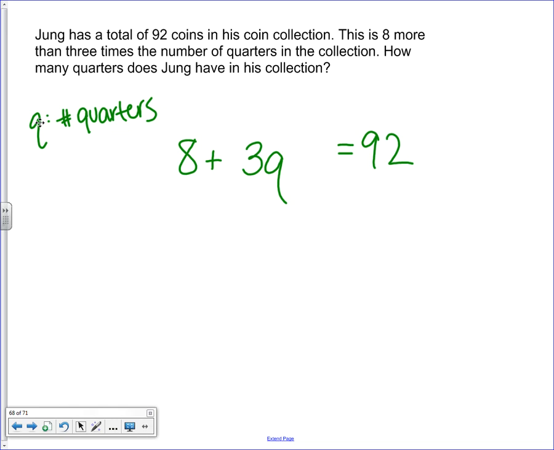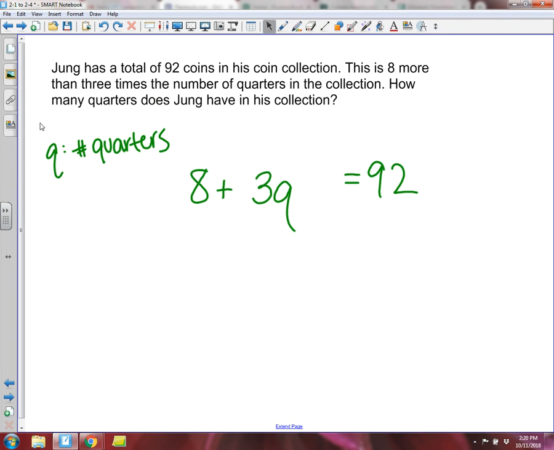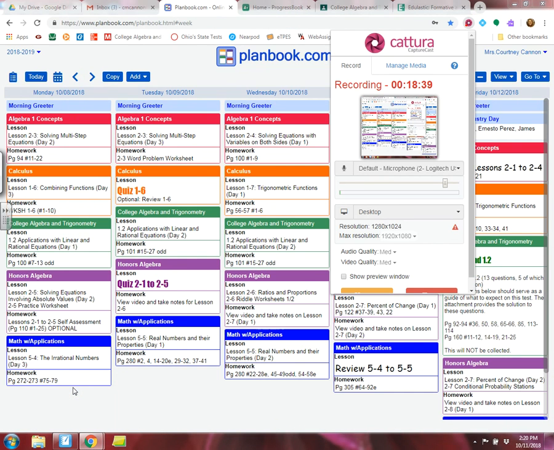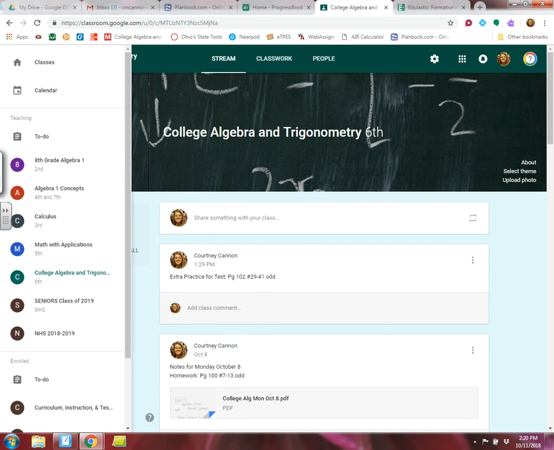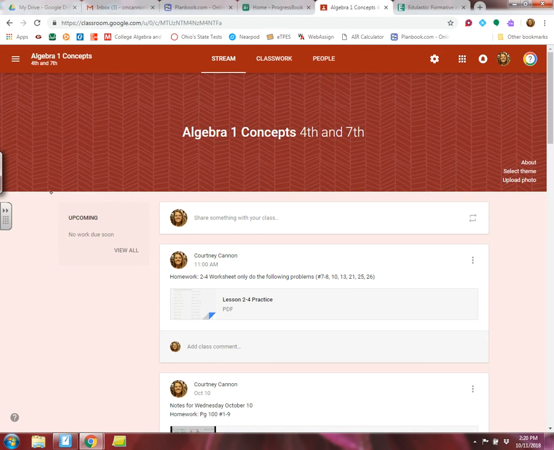Okay, so your homework tonight has already been posted on Classroom. So here you go. It says your homework is 2-4 worksheet right here. Only do the following problems: 7 and 8, 10, 13, 21, 25, and 26. Those are the only problems that you need to do. Does this mean you should go home and print off the worksheet? No, this means you should use a separate sheet of paper, do the problems on your paper, but only do those that I told you to. Okay?